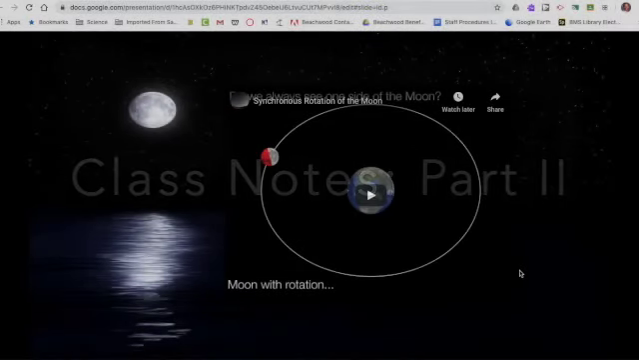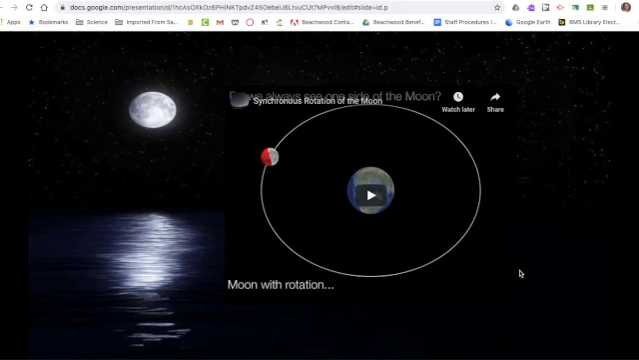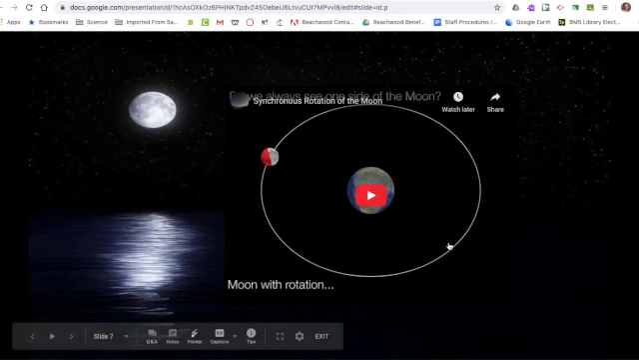Watch what's happening here. There's not even any talking. There's just some text that goes with it, but it's going to do a great job of showing you synchronous rotation.